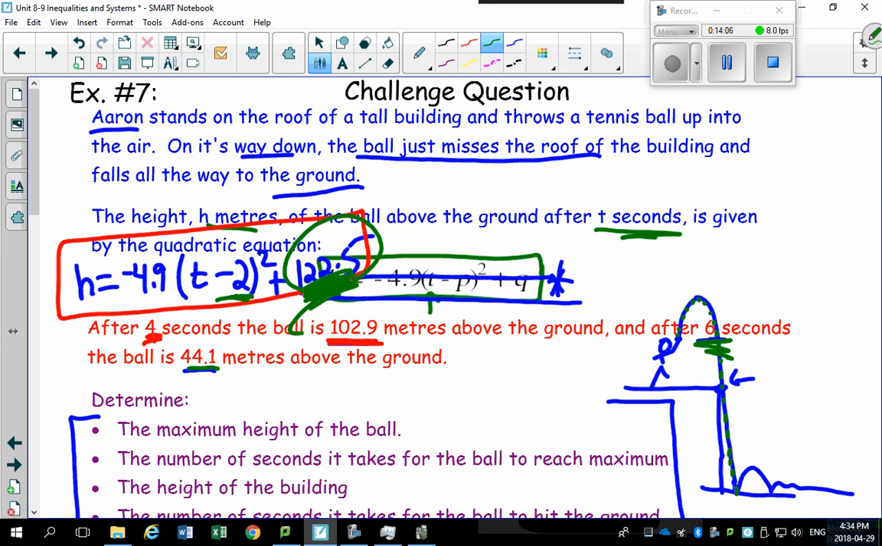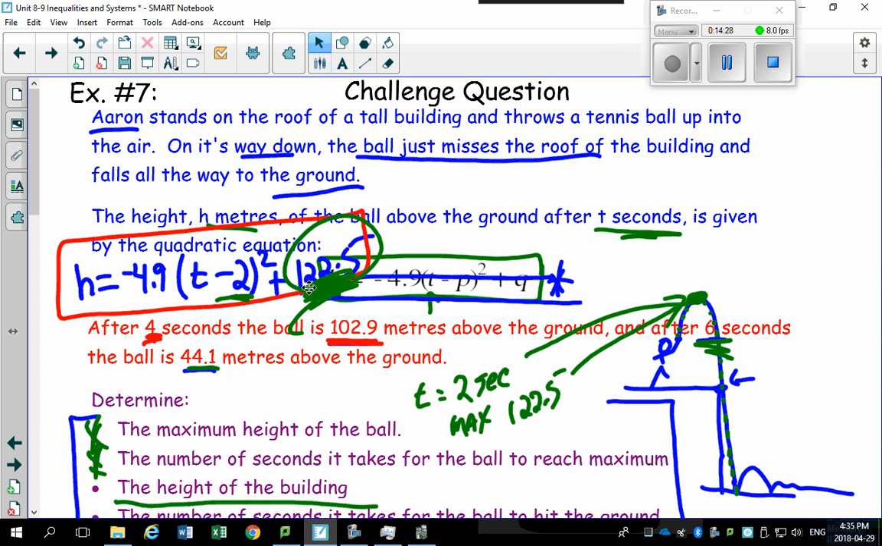My vertex happens at a time of 2 seconds at a max of 122.5, because that is my vertex from chapter 4. Do you remember that? Okay, so the maximum height is done. Now I want to find the height of the building. Remember what I said earlier: this guy's going to come here and it's just going to barely miss. So if you think about it, that's what I'm looking for. And if you plot this, guess what? This becomes your X, Y axis.